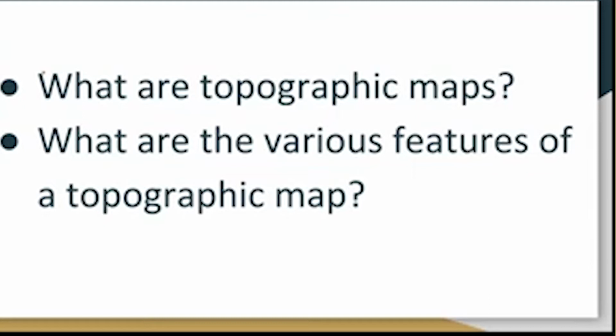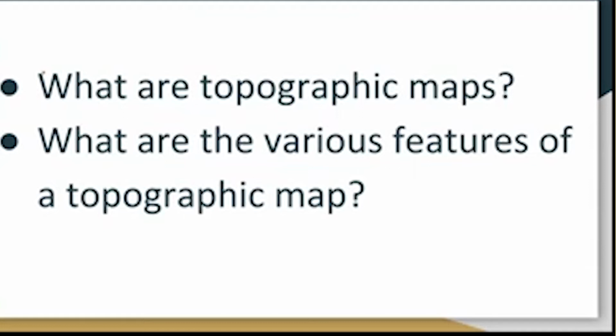Now the next question, what are the various features of a topographic map? Your answers might be they are drawn to a large scale and have vivid colors representing different physical features. They have contours representing elevation and depression.